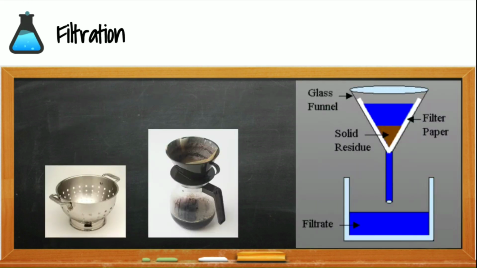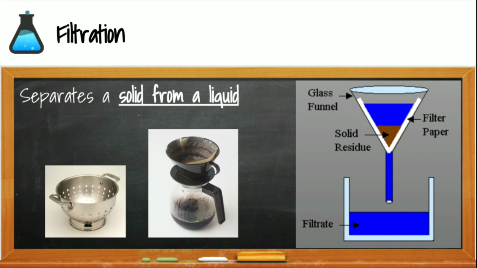So the first example we're going to look at is called filtration. Filtration separates particles based on their particle size. You can only use filtration if you're trying to separate a solid from a liquid. You cannot filter things that are completely dissolved.